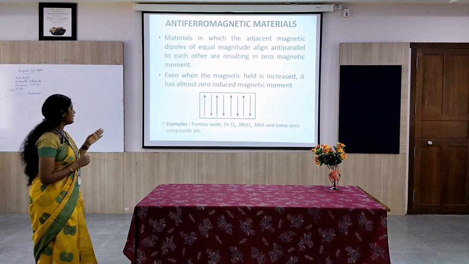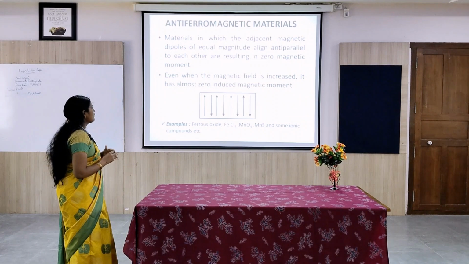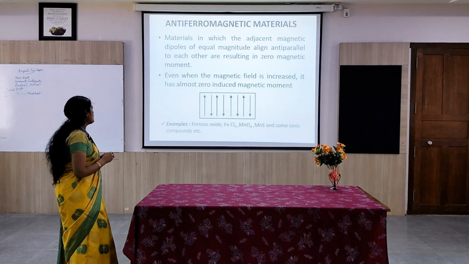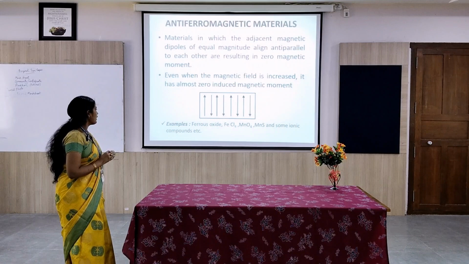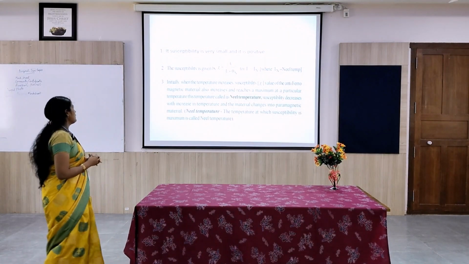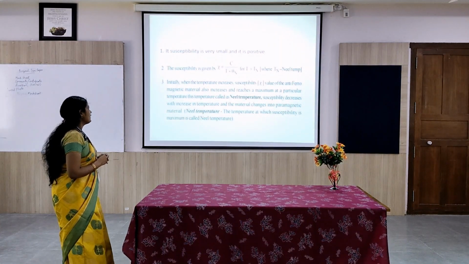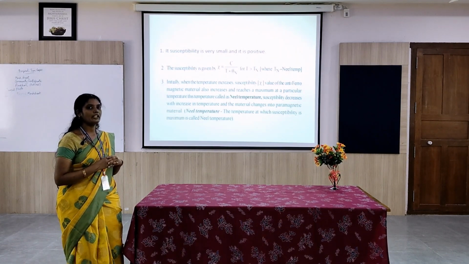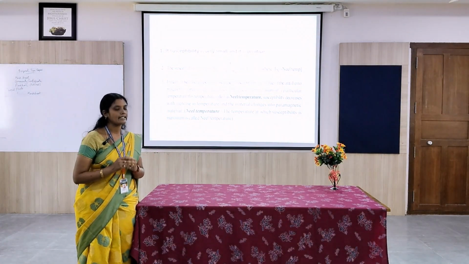The diagram indicates the spin alignment in the antiferromagnetic material. Due to this spin alignment, even when we apply an external magnetic field, the induced magnetic moment is almost zero. Ferrous oxide, FeCl4, MnO4, MnS and some ionic compounds are examples of antiferromagnetic material. Next, properties of antiferromagnetic material. It has a very small positive susceptibility. When the temperature increases, it automatically converts into a paramagnetic material. That particular transition temperature is called the Neel temperature.